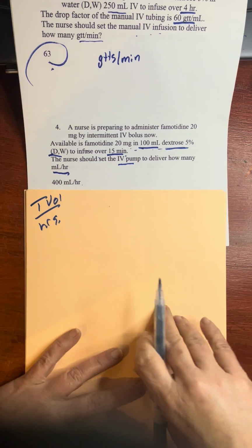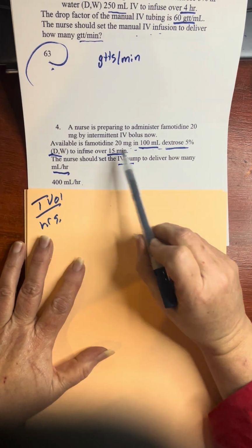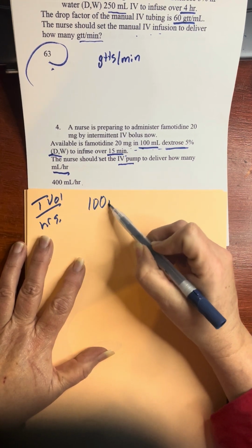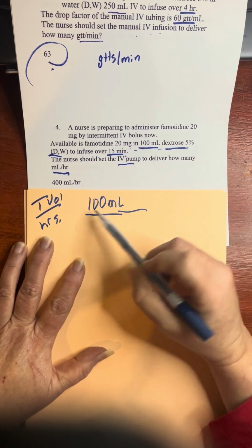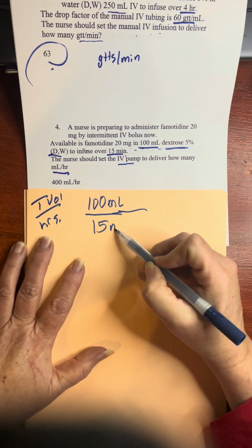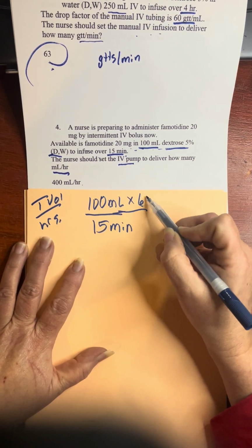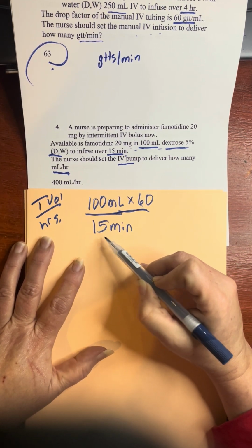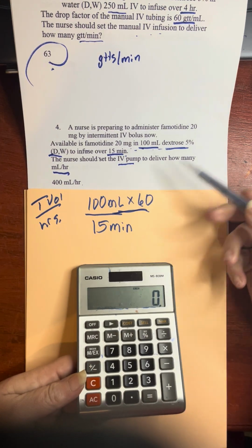I'm from Louisiana, so, you know. So the total volume is that 100 milliliters right there. And the time they want it to go in, 15 minutes. So we're going to just put a little 60 up here and move on with life. I don't want to figure out what the point of that is. Not when I can just put 60.